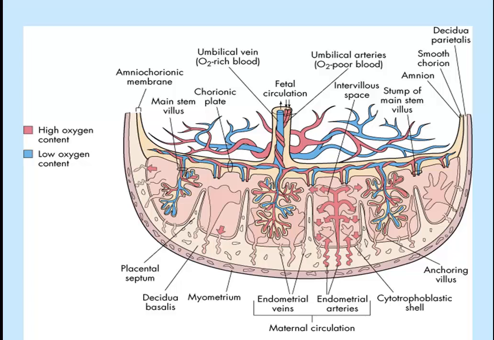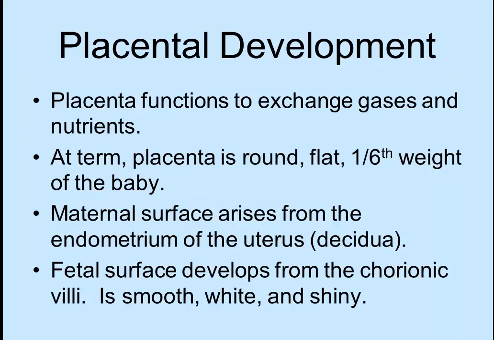Here you can see a diagram of the placenta, and you can see the red represents the high oxygen content and the blue the lower oxygen content. And you can see the blue vein and the two red arteries. Placenta functions to exchange gases and nutrients.